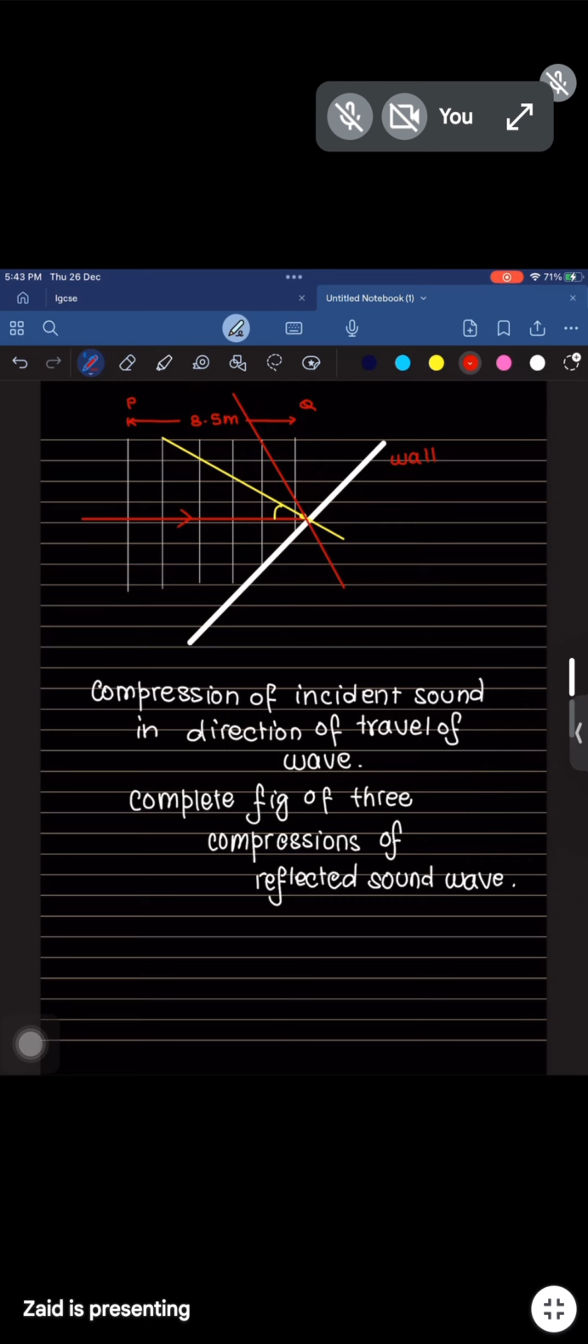Now, my dear students, these wave fronts are always perpendicular to the direction. So you have to remember this. Wave fronts are always perpendicular to direction. The direction line is drawn with a red color. So this was the first one. Now we have this one as well.